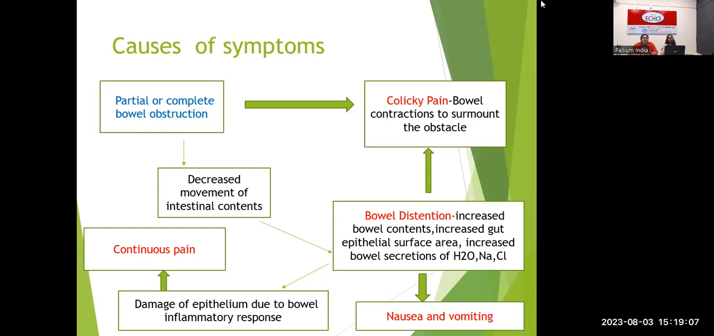Understood. So it is very important that you all know the differentiating features between partial obstruction and complete obstruction. Okay.